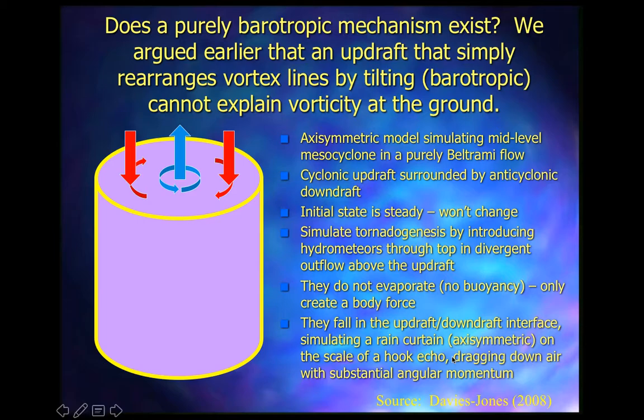So as it says here, they fall in the updraft-downdraft interface, simulating what? A rain curtain, or a hook echo, on the scale of a hook echo, dragging air down with substantial angular momentum. So the point is that these things are kind of like a fountain. They rise here in the updraft, and they come down here and fall right on the interface between the updraft and the downdraft. Well, why are we doing that? Because that's exactly the hook echo. The hook echo wraps around the mesocyclone. The mesocyclone clearly is a region of rising motion. The hook echo, since there's precipitation in it, has descending motion. So we're interested in this interface between the mesocyclonic updraft and the hook echo downdraft associated with it.